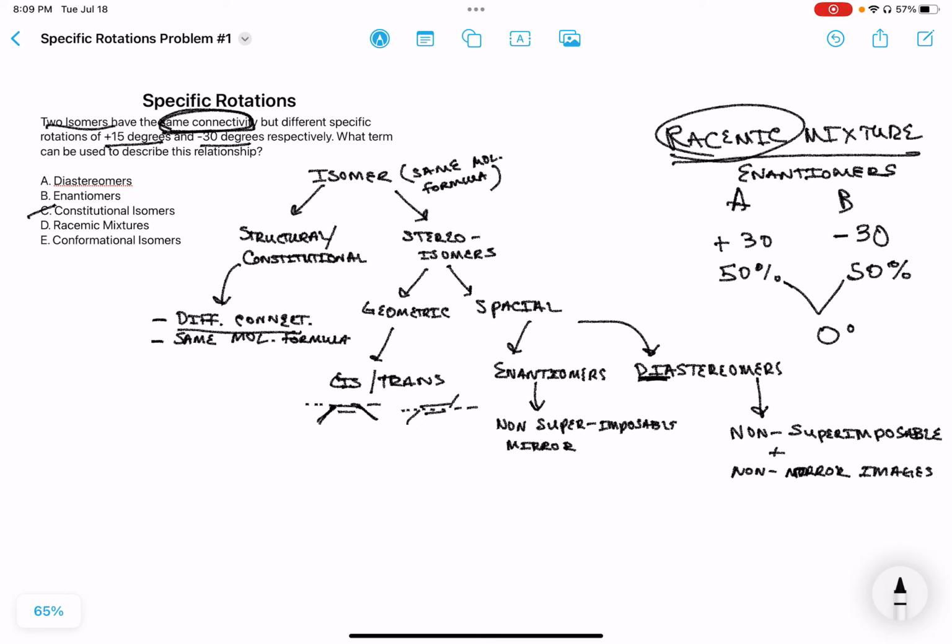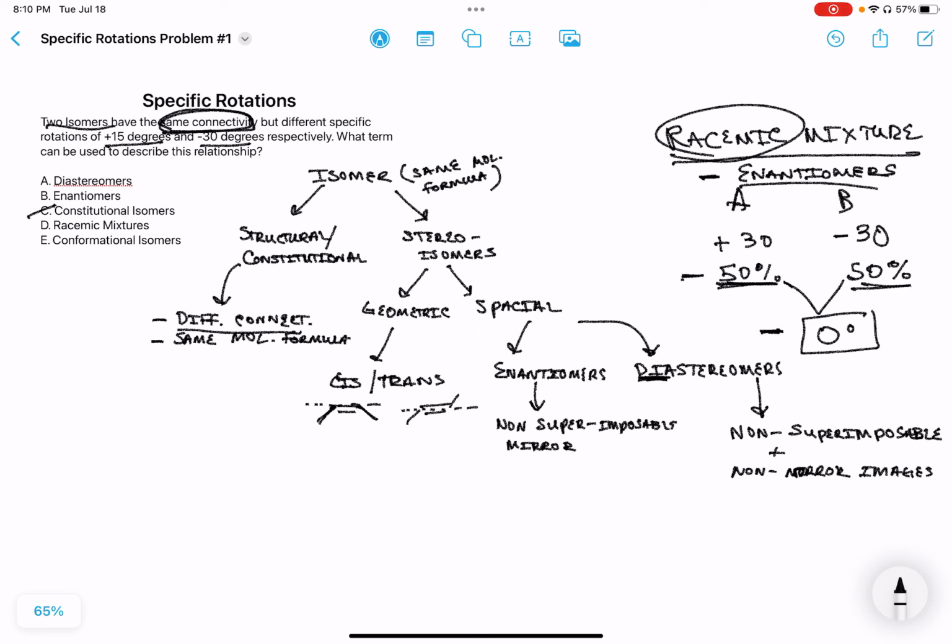If we look at our problem, we have two different specific rotations. Can that be a racemic mixture? No, because 15 degrees is not the same magnitude as negative 30 degrees, so it's not going to be 50-50 enantiomers. A racemic mixture has to be enantiomers in a 50-50 proportion, half A and half B, which ultimately gives you 0 degrees. So there are three defining features of racemic mixtures: they're enantiomers, they're 50-50, and they total 0 degrees.